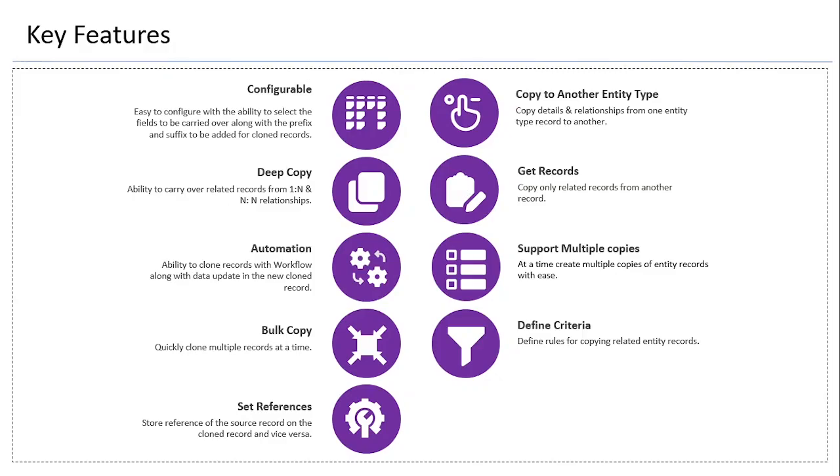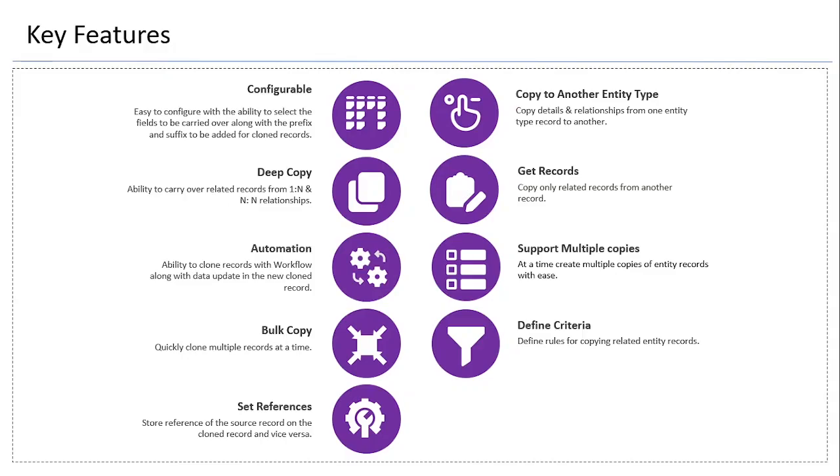And also you can clone in bulk, so if you want to clone multiple records in bulk, that is also possible. Set references is a feature used to keep the references of the source record and the target record. The clone record will have the source entity field lookup, and the source entity field will have the target entity field lookup in order to identify this record.